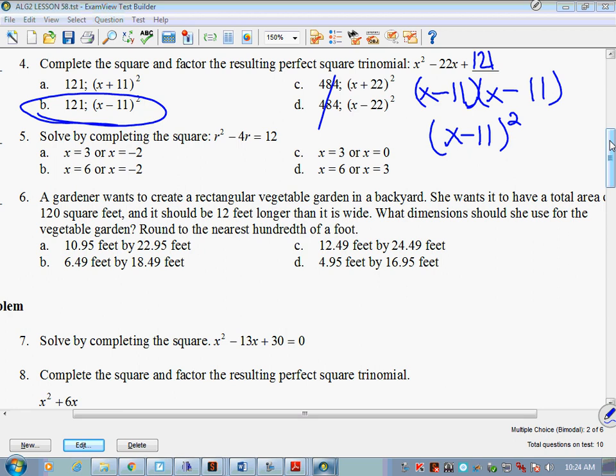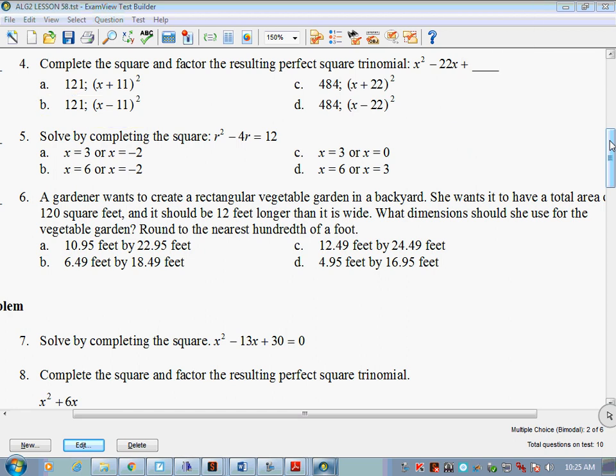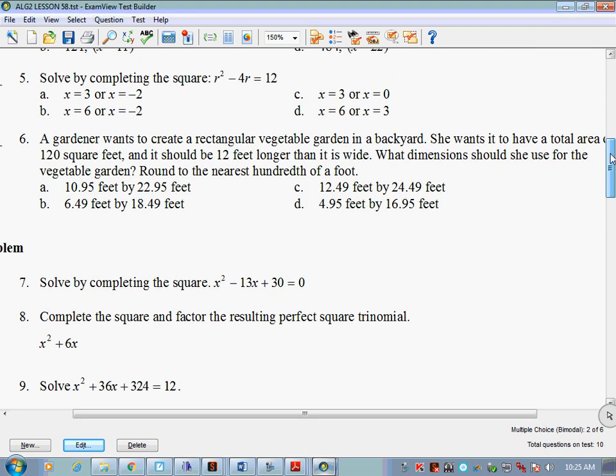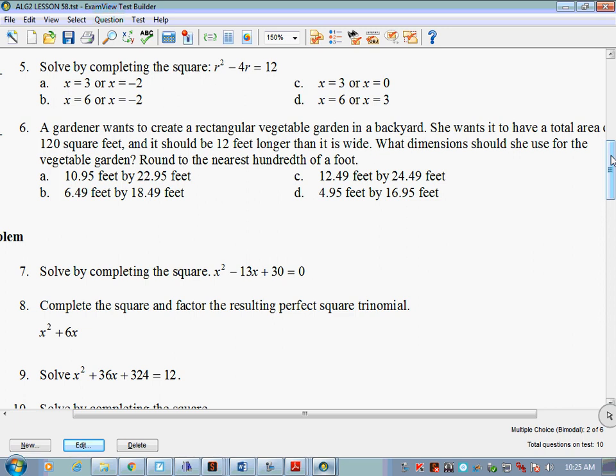How many of us are feeling a little bit better about this than when we first started? When that first question we saw, it was 10 steps, we feel a little bit better about it now. Okay, good. The more we do this, math is like sports. It's all about practice. The more you practice, the better you're going to get at it. Solve number 5 by completing the square.